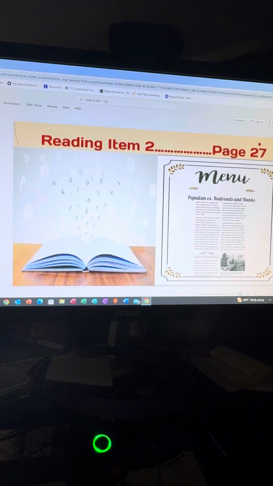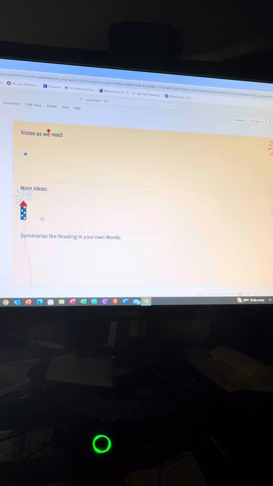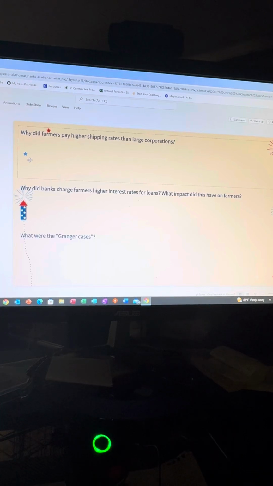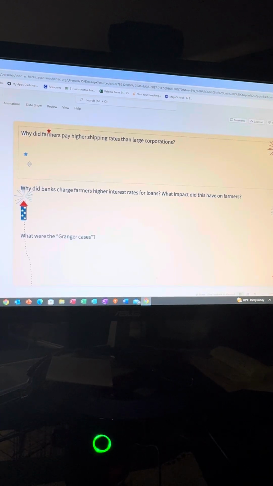Let's see. Once again, who, what, when, where, why, how. Answer that in the main ideas right here. And right here we have 3 more questions. And before we get into that, I just want you to know that the Granger cases, as you're going to read, had mixed results for farmers, especially in different court cases. Maybe it wasn't what they wanted. I want you to read and pull that info out of the reading as well. So we're going to see the farmers get taken advantage of in this reading.